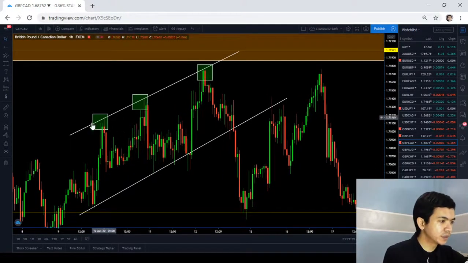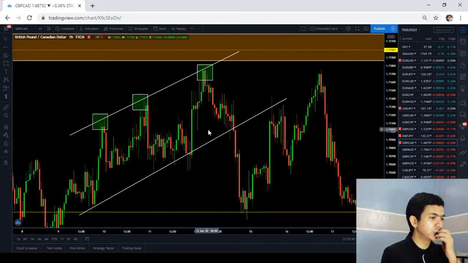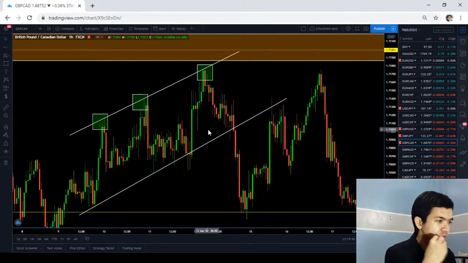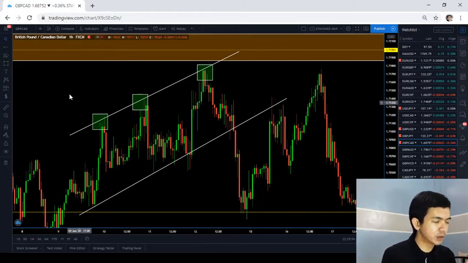Let's analyze: 1, 2, 3. When the price touches on a third touch on this bullish channel, what do we have to do? When we are on a bullish uptrend and on a third touch, we're looking for a selling opportunity. It's always the opposite. On the other hand, when we are on a bearish channel, we look for a buy opportunity on the third touch.